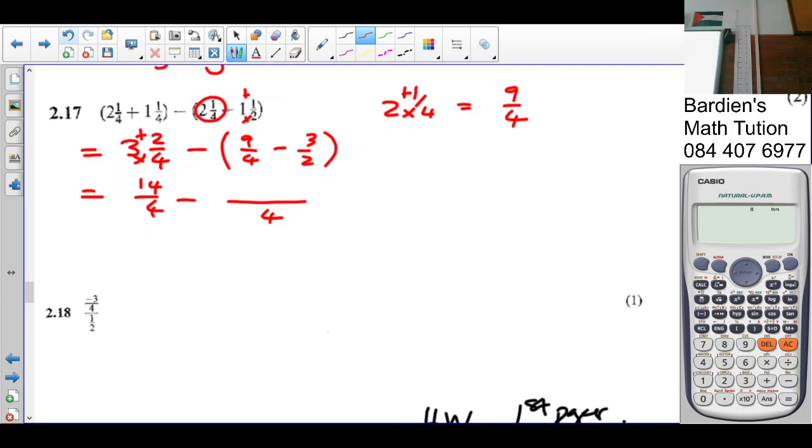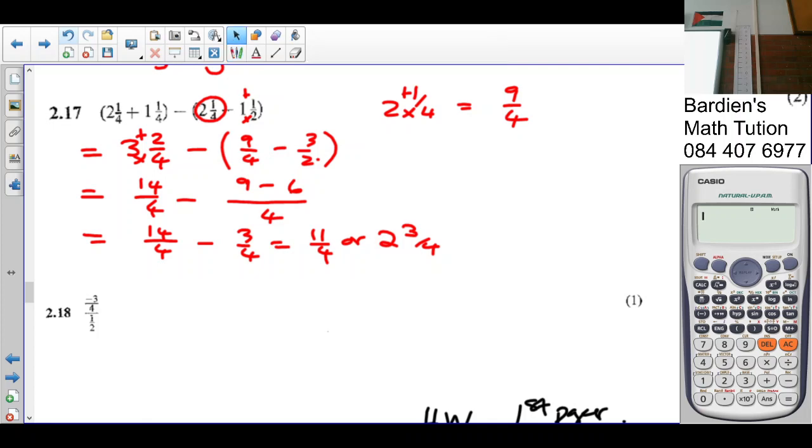Multiply that by 1. 9 times 1 is 9. 2 times 2 is 4. So there's going to be 3 times 2 is 6. So it's 9/4 minus 6/4. What's 9 minus 6? 3/4. Either one I will accept. Okay? All okay with that? Yes, sir.